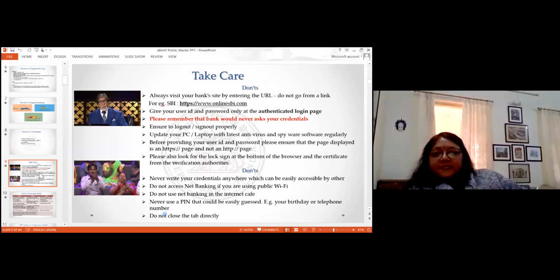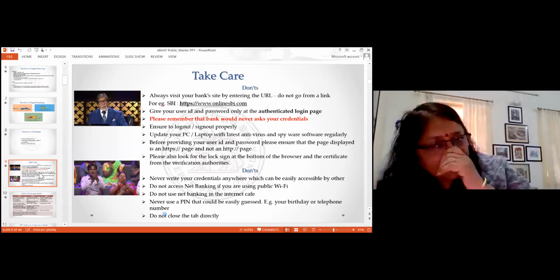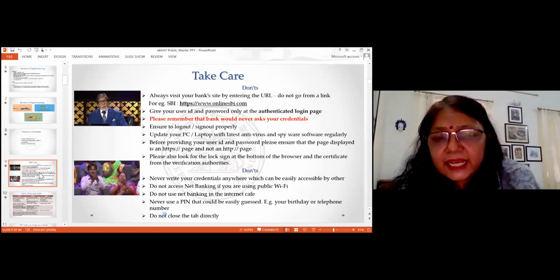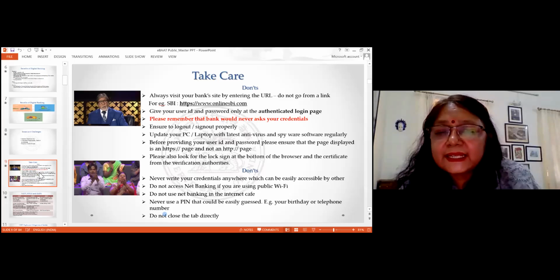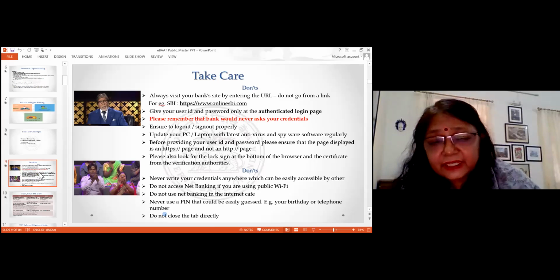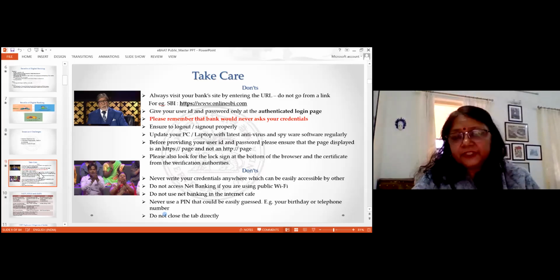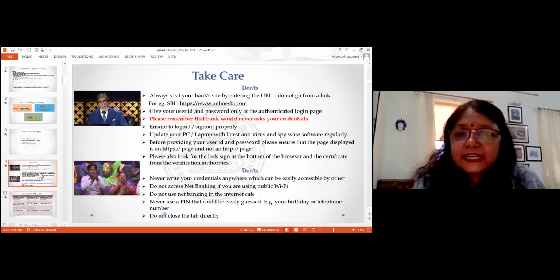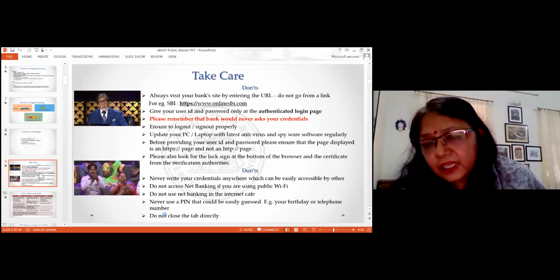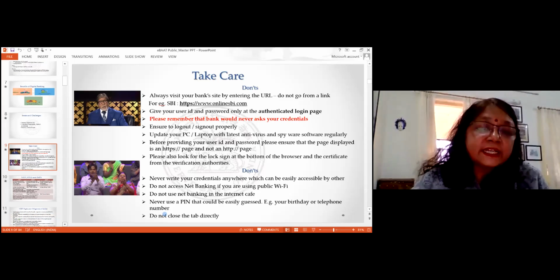So these are certain precautions that we have to take when we are working on our apps. I'm sure you all would be aware of it. It is to ensure to log out, sign out, and also to update the PC with the latest antivirus. And never to write down the password anywhere. Always close the tabs after we are using the net banking, and also remember that HTTPS, to make sure that you're logging on to the correct secure site of your own bank. So these are some of the precautions that we have to take.